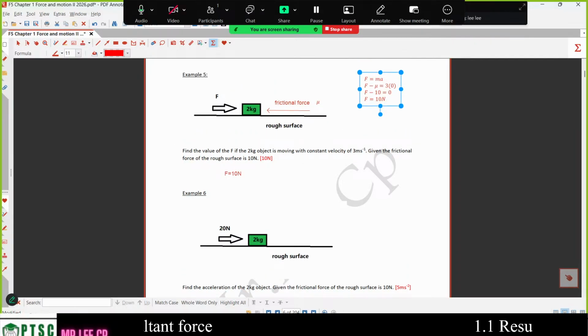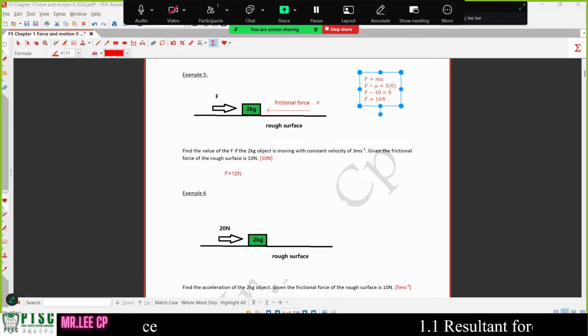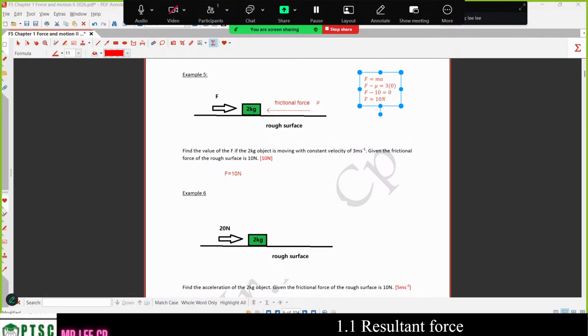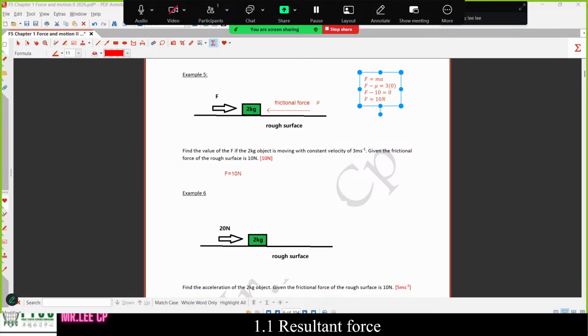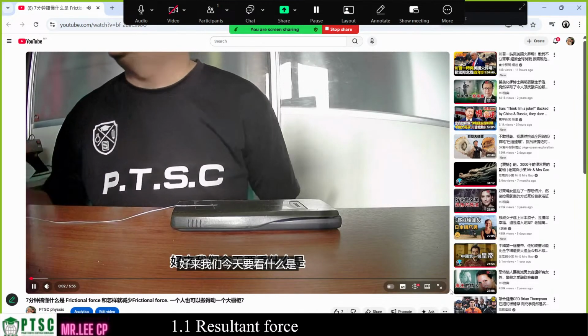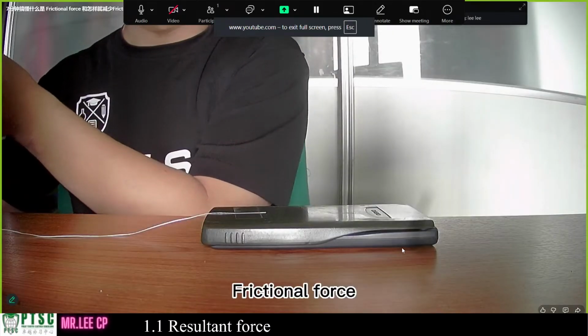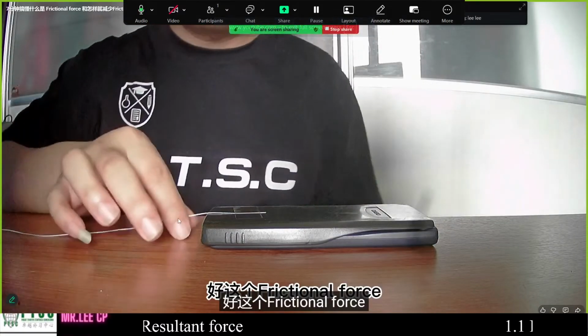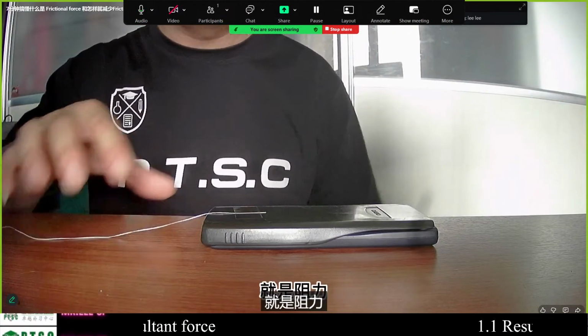Now I am going to show you a video on what the resultant force is. Give me 1 minute. I go and look for my past video from before. I have a calculator here. We are going to see what frictional force is.